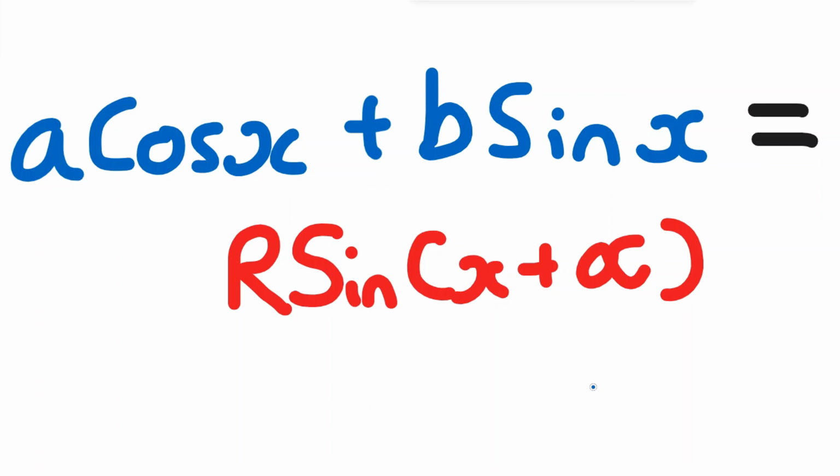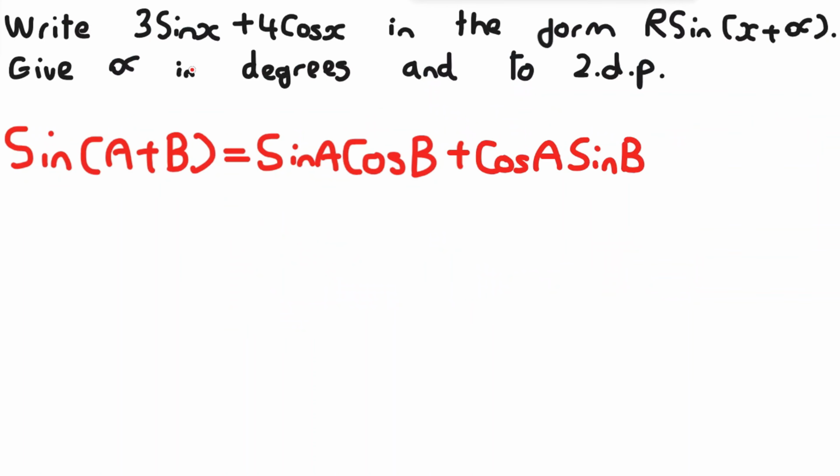Let's say that we have the expression a cos of x plus b sin of x. We can write this in the form r sin of (x plus alpha), where r and alpha are constants. It's useful to write it in this form for loads of reasons. It's useful for solving equations, as we'll see in this video, and for modelling, as we'll see in the next video. So how do we actually write it in that form?